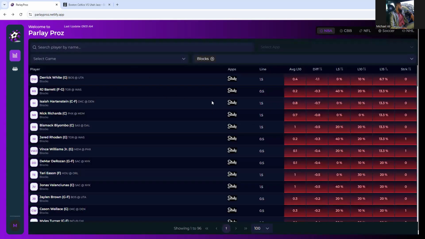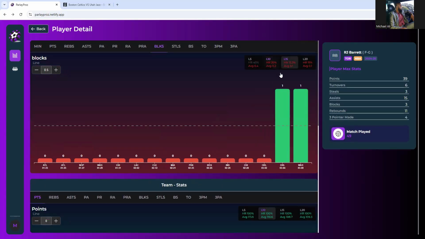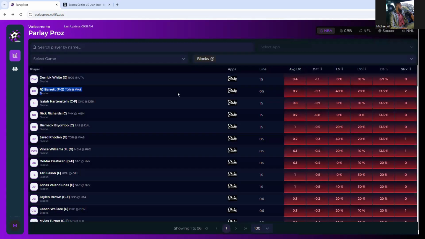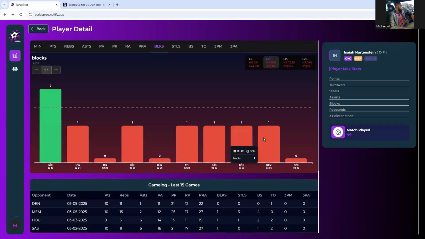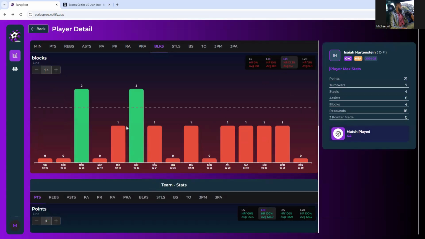RJ Barrett for blocks, the 0.5, I'd be very skeptical to just go with a raw 1 block and you're out. Although this line is looking real good and the stats look real solid, 3 in 20 games, I still like that breathing room. So I'm giving you my secret sauce in how I build my parlays. Isaiah Hartenstein blocks 1.5. This is cool as well. We could pull up this, and this is just for blocks. So you have that wiggle room with our 1.5.